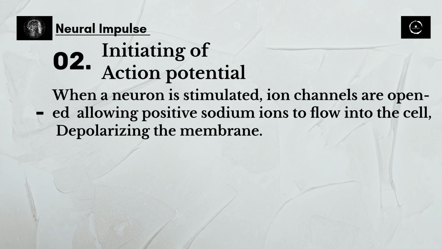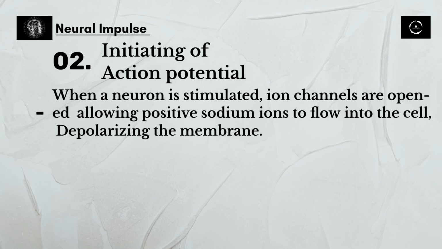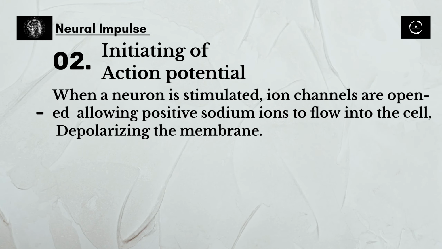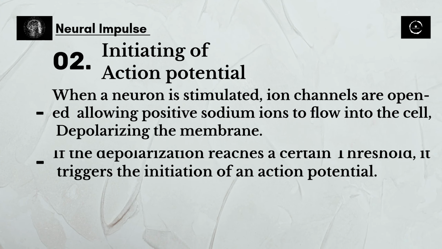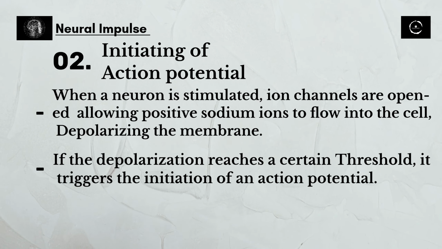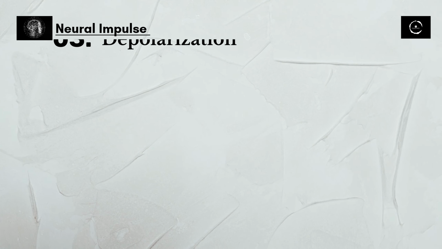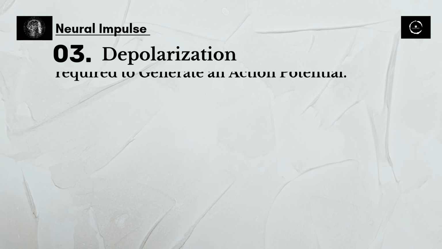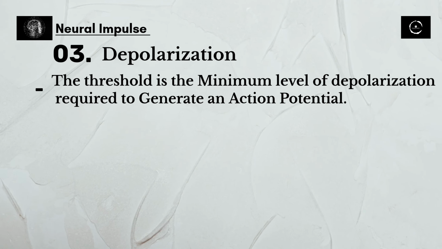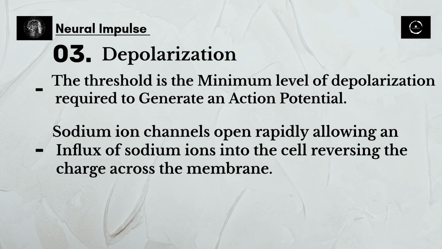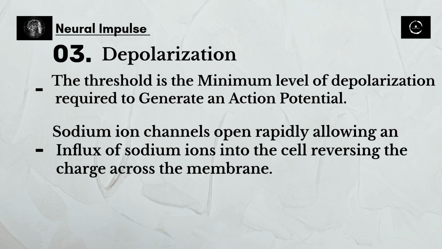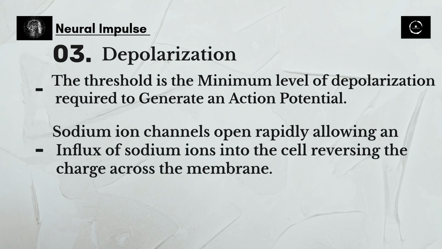Number 2, initiation of action potential. When a neuron is stimulated, ion channels open, allowing positive sodium ions to flow into the cell, depolarizing the membrane. If the depolarization reaches a certain threshold, it triggers the initiation of an action potential. Number 3, depolarization. The threshold is the minimum level of depolarization required to generate an action potential. Sodium ion channels open rapidly, allowing an influx of sodium ions into the cell, reversing the charge across the membrane.